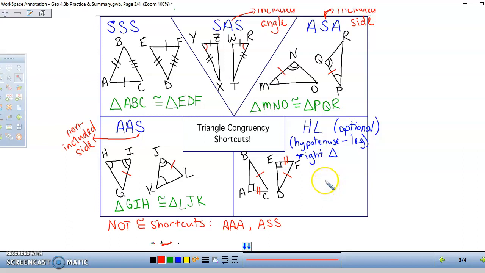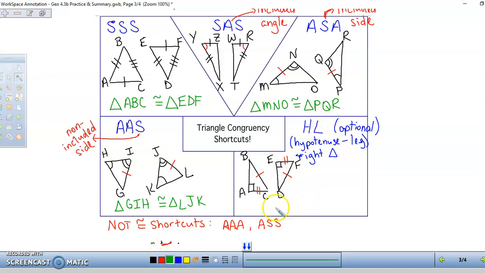Okay, so that's hypotenuse leg. Now the strange part is this is actually a special case of ASS. This is the only time when you have angle side side that it actually works as a congruency. That's why they give it a different name.